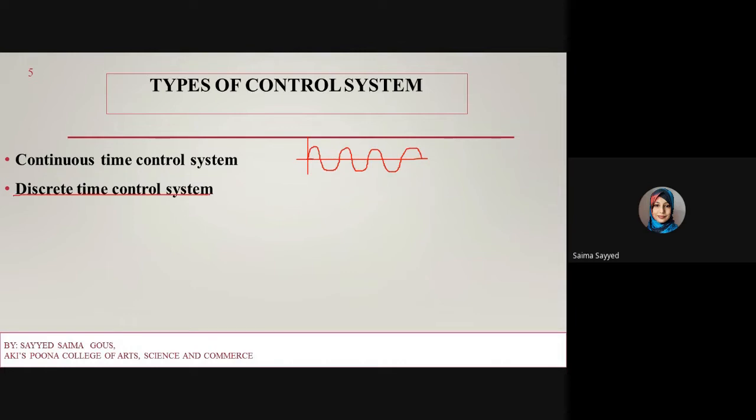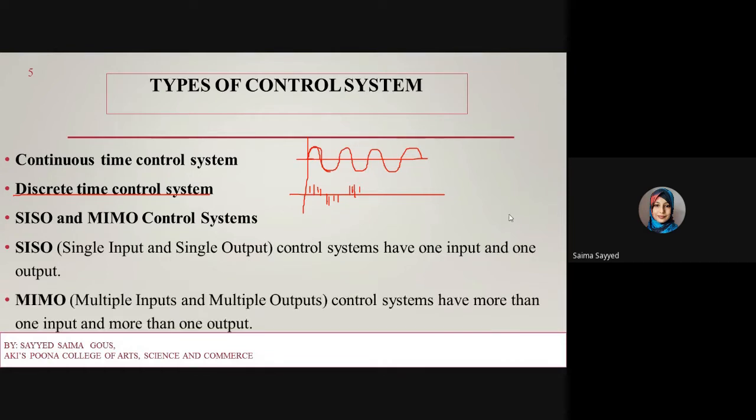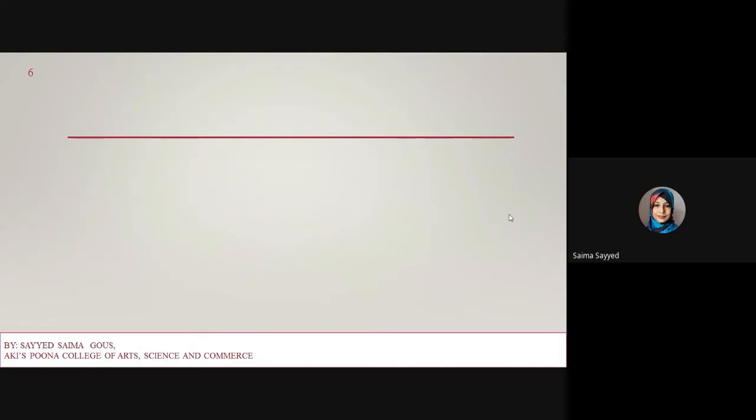And discrete time control system means which gives the value at particular instants of time. This is the example of discrete time. So here it is giving the values at particular instants of time, and here it is giving the value at continuous instants of time. Then SISO and MIMO control system. What is SISO? Single input, single output control system. That means it has only one input and one output. And multiple input, multiple output means more than one input and more than one output.